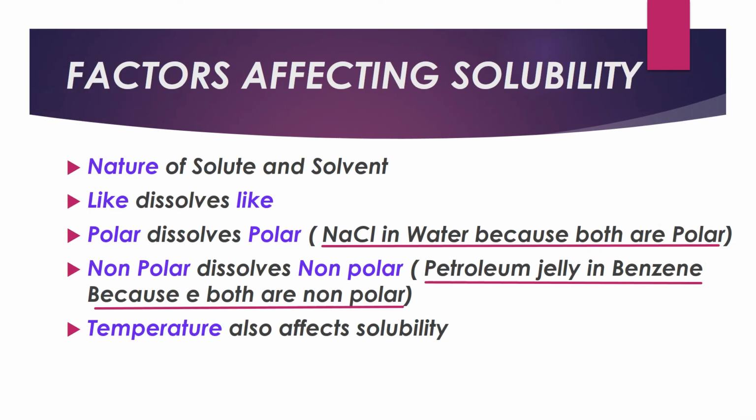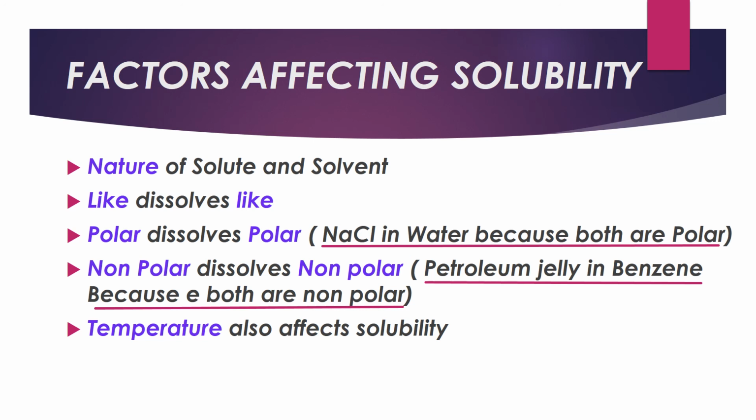And this is the last topic, factors affecting solubility. Which kind of factors actually affect the solubility? Number one, nature of solute and solvent. What kind of solvent is there and what kind of solute is there? What is the nature of the solvent, and how can it dissolve things in itself? And what is the nature of the solute, and how is it being dissolved? So first thing, the nature of solute and solvent affects the solubility of substances.